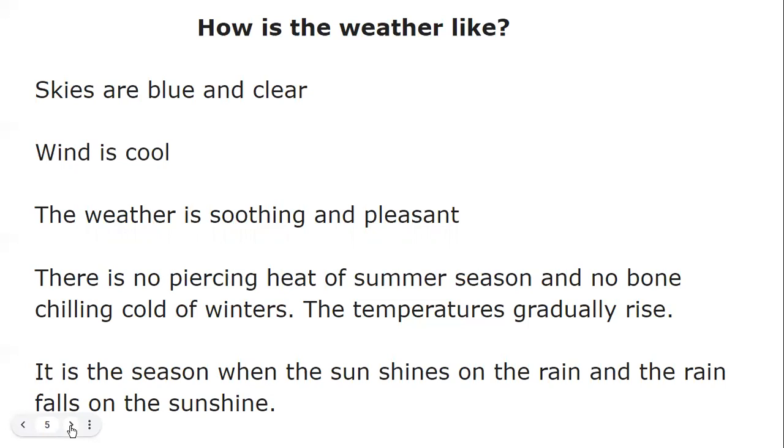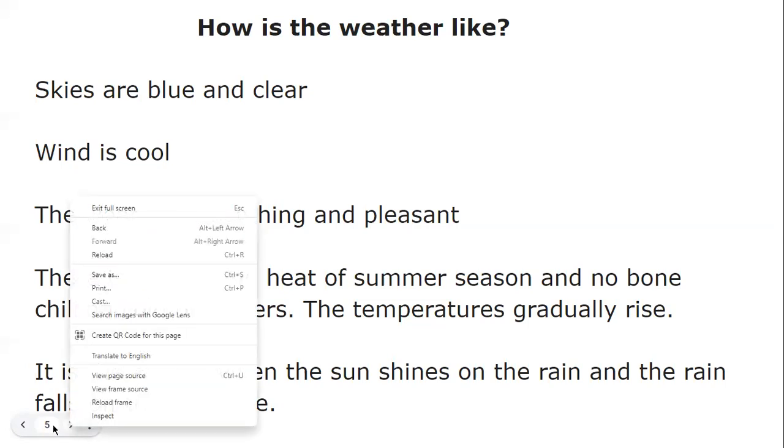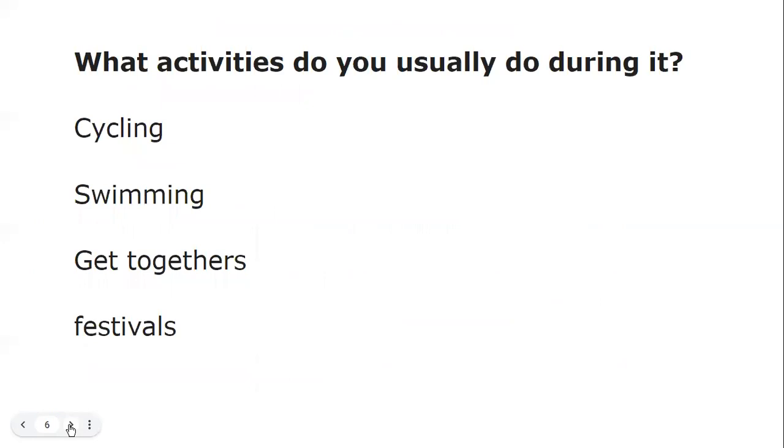So you have 5 different lines. Even if you have to memorize them, you can. Though memorized answers are not acceptable in IELTS speaking, these are beautiful lines. I think you can learn them and you can also use them if you get something of a writing part, something like season, favorite part of the day, or something like this. So the next is, what activities do you usually do during it? You do cycling, swimming, get-togethers, festivals. You can even write, we go for picnics because the weather is really good. Anything you feel like you're able to do, you can write here.